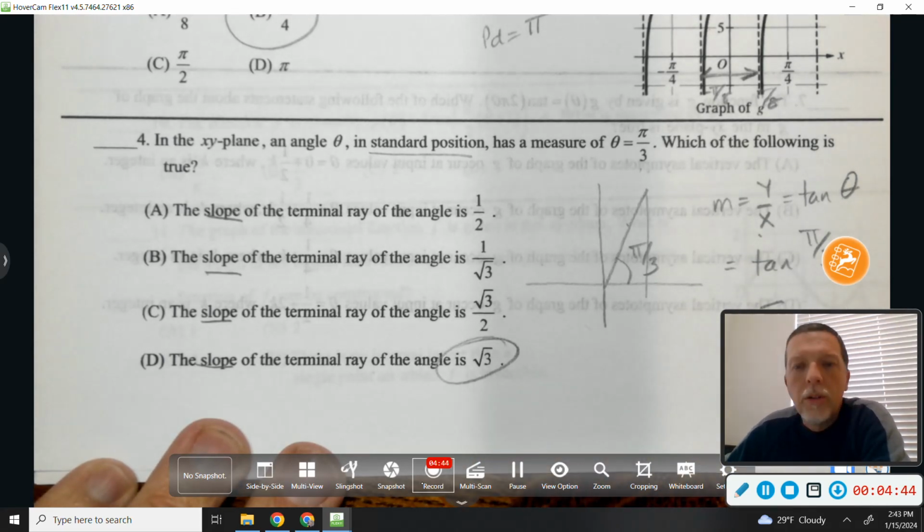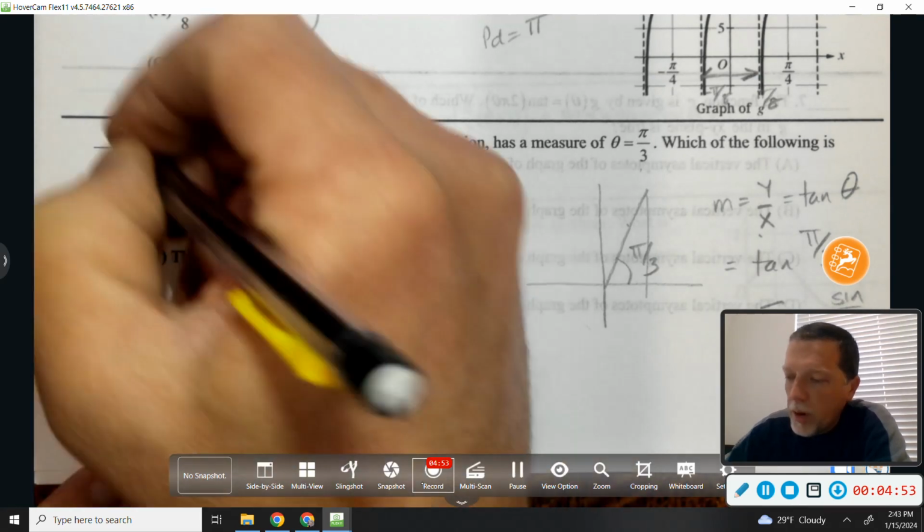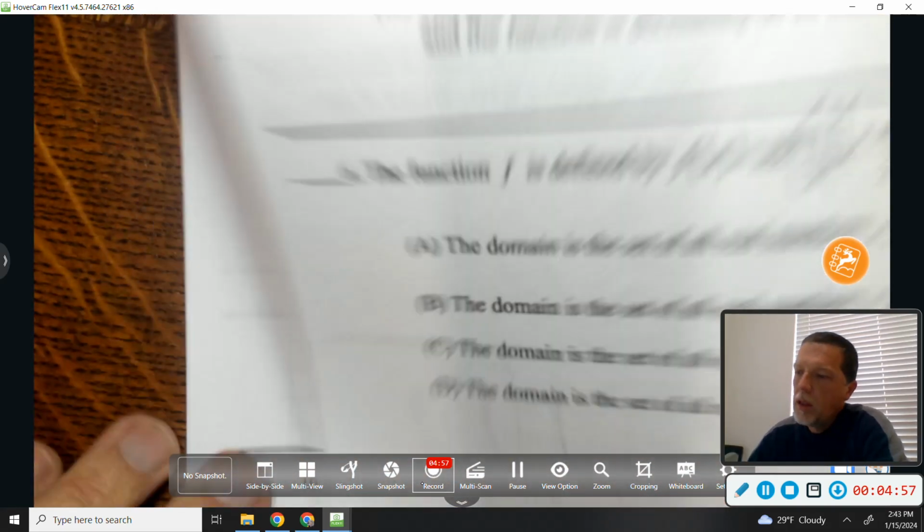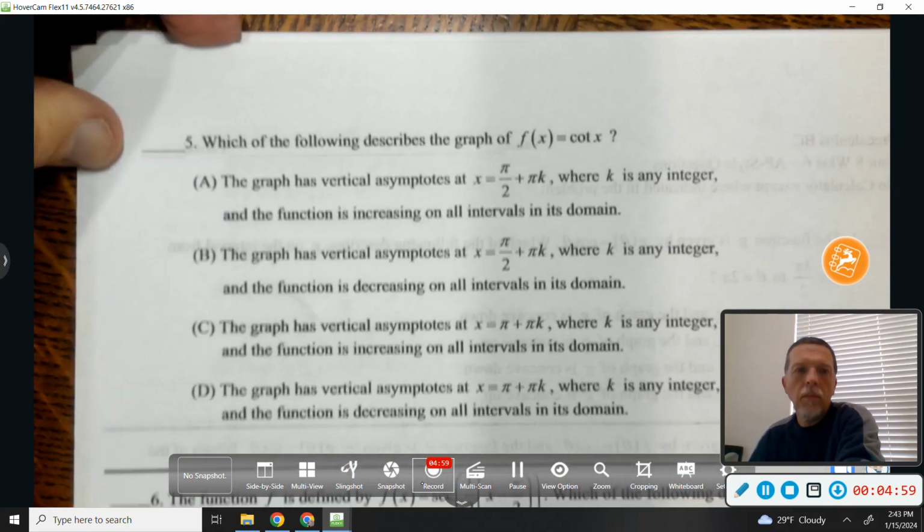If you don't know the tangent 3 trick, and you want to sort of back up and do sine over cosine, that's fine as well. You're still going to end up with square root of 3. Answer D.